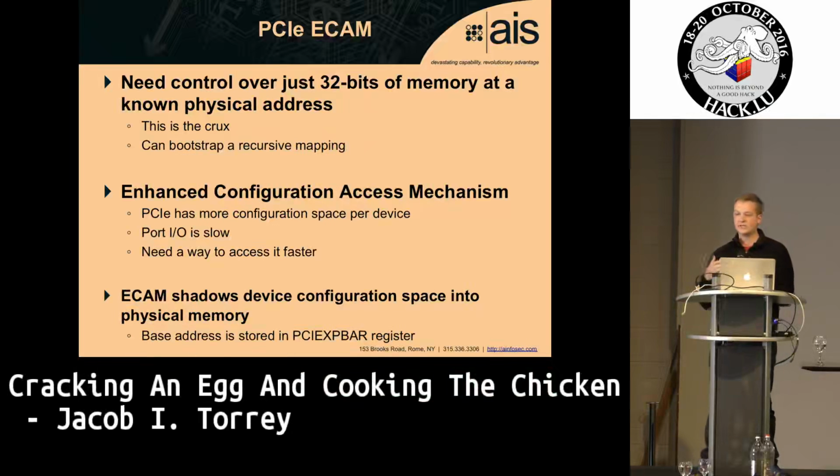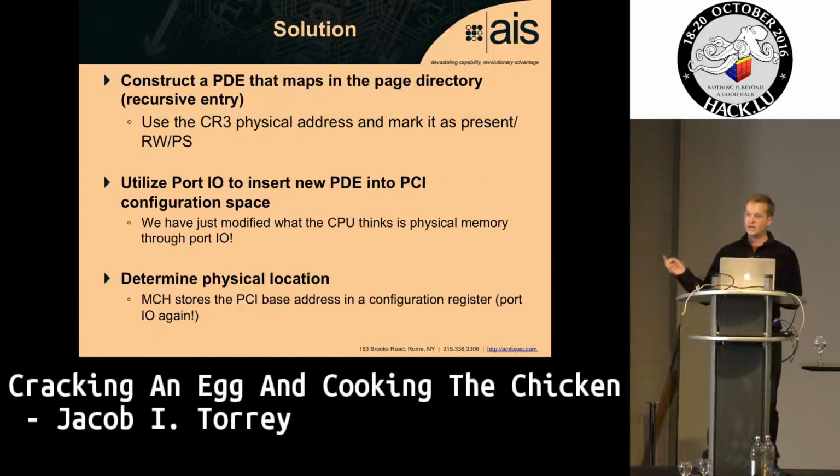So they came up with a way to access it faster for PCI Express, because PCI Express is faster. What ECAM does is it basically shadows those registers into physical memory at the MCH level. And the base address of this is stored in a PCI Express register, which you can access through Port I/O. So what do we do? We're going to create a page table entry, a single page directory entry, that we put somewhere in PCI config space that we can use Port I/O to write to. And we also know the physical address of the base of all of PCI Express.